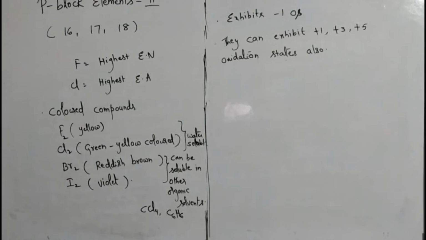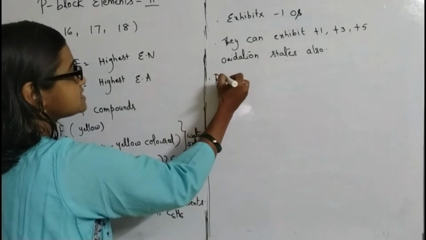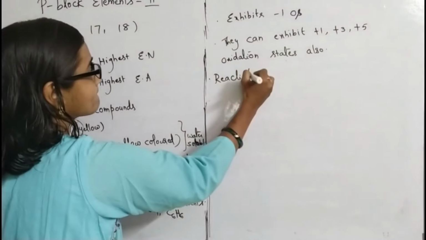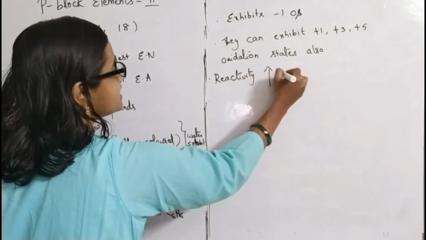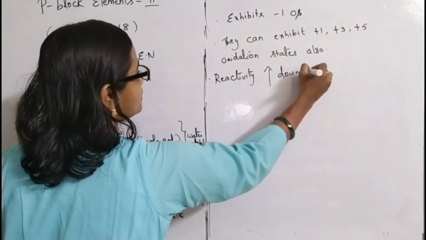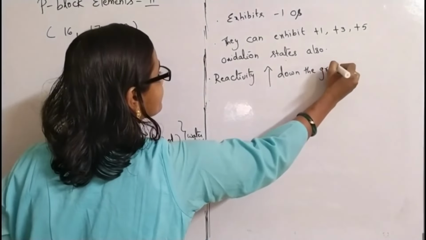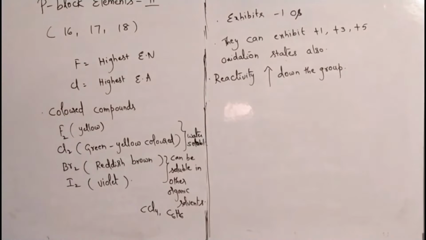These elements are highly reactive and the reactivity increases down the group. Please remember these points. Reactivity of fluorine, chlorine, bromine, iodine increases down the group.